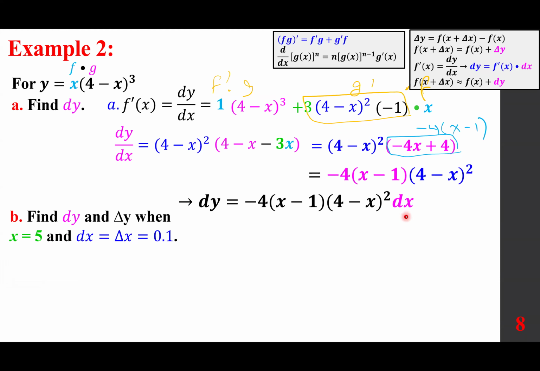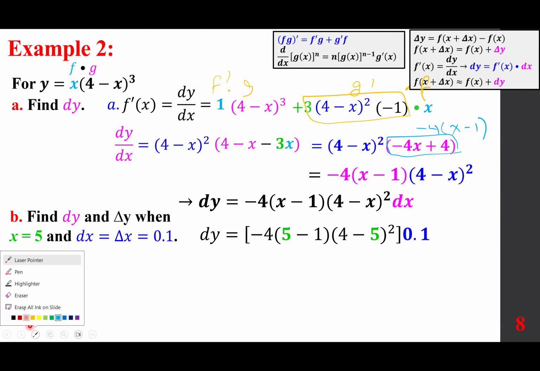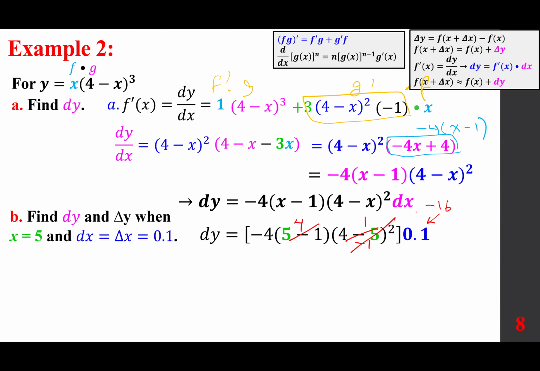Now we want to evaluate dy as well as delta y with the given. So replace the x with 5, dx or delta x with 0.1. When we do that, this is 4 minus 5, which is -1. -1 squared is +1. So we are looking at -4 times 4 times 1, which is -16 times 0.1 is -1.6. It's very easy to evaluate.